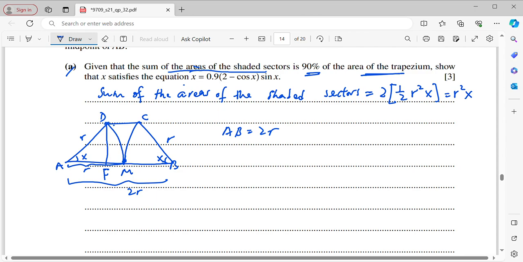Now I need to find what is my DF. Or I need to find what is my DC. DC and DF. So now I will refer to triangle ADF. Okay, so triangle ADF.